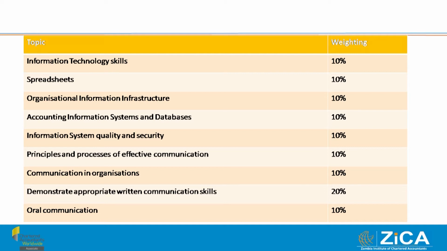Communication in organizations has 10%. Demonstration processes, written communication skills has 20%. Oral communication has 10%. So IT in all has a weight of 50% to cover the entire paper, which are the first 5.